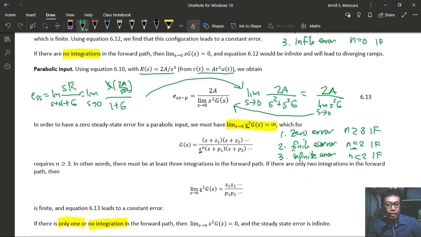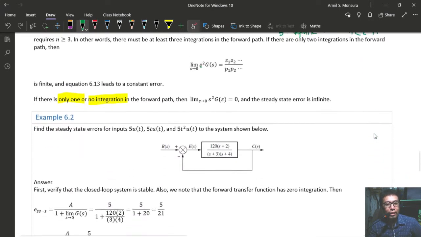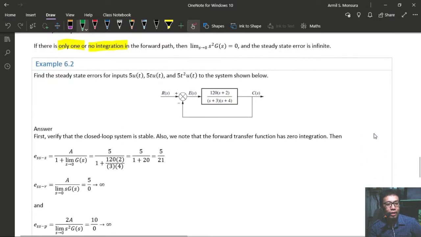So again, these are the three possible values you will get when you evaluate the error for a parabolic input. Okay? So, let us have an example to make the use of our formula clearer.